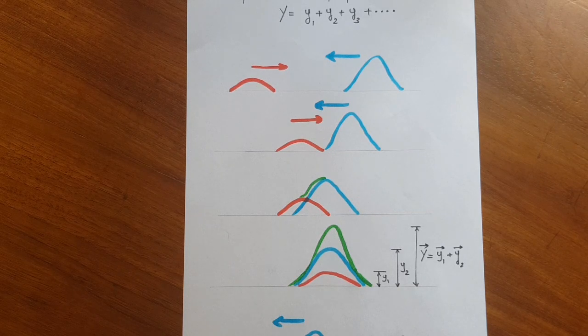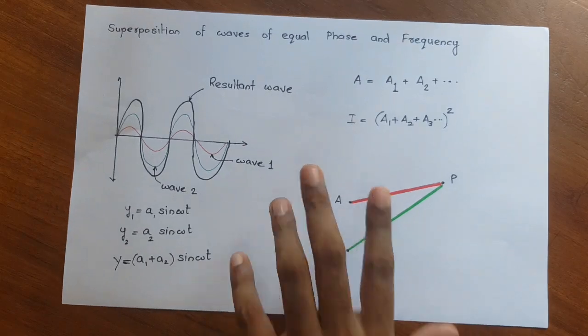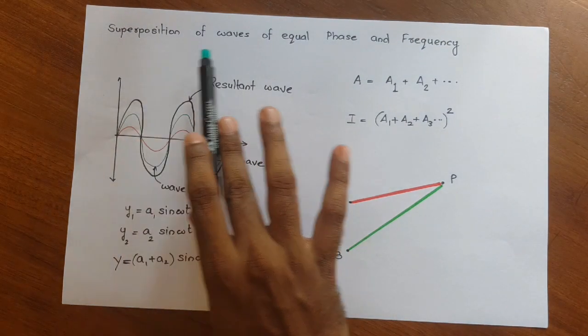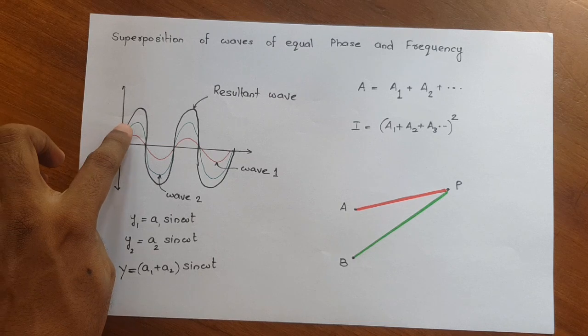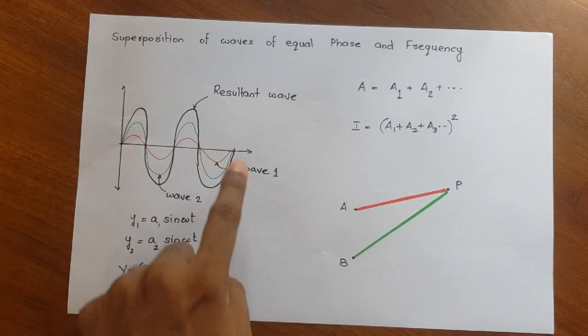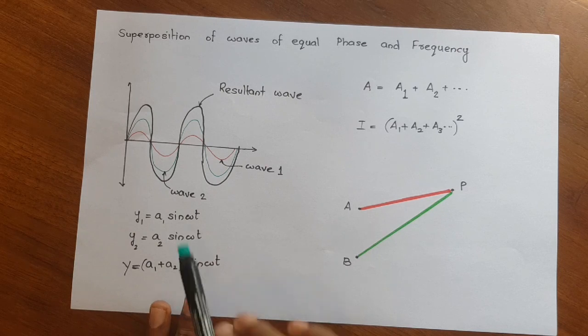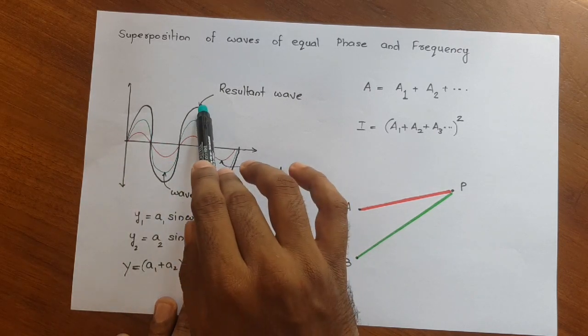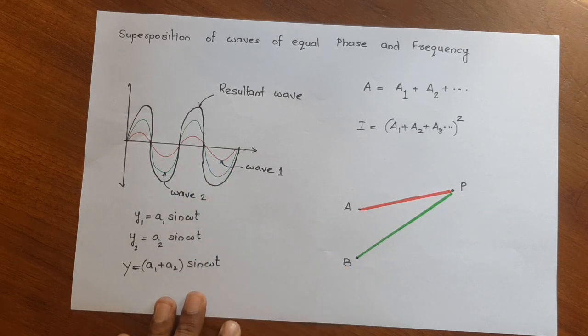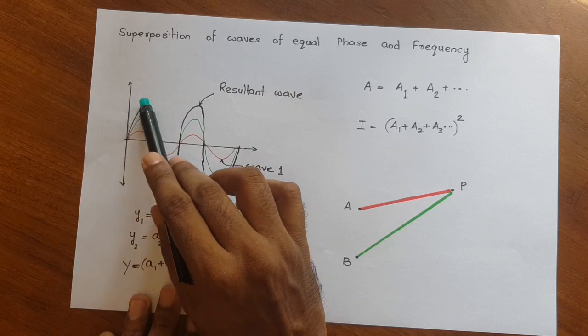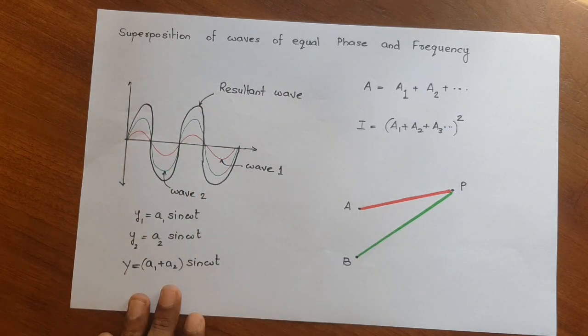Now let us look into some more details regarding this. That is a superposition of waves of equal phase and frequency. We already know what the phase and frequency are. So here I have considered a green wave and a red wave. Red wave is the wave 1, green wave is the wave 2, and we can add them together to create a resultant wave. So here I am superimposing the green wave over the red wave, or the reverse, I am superimposing the red wave over the green wave. So when we add them together, we will get a bigger wave with a higher amplitude.